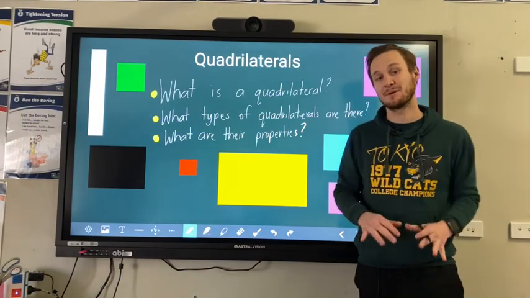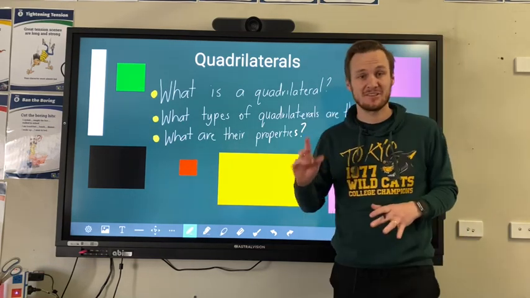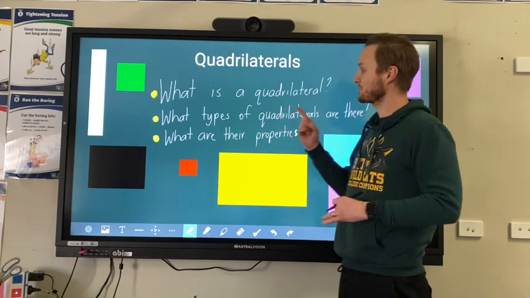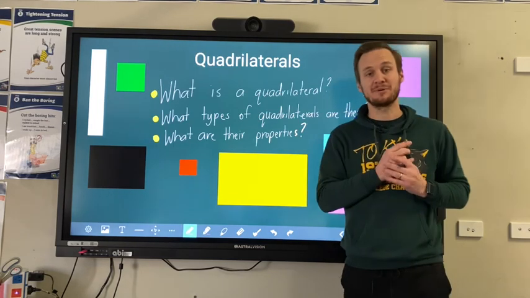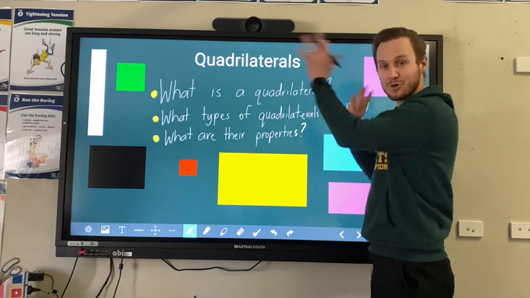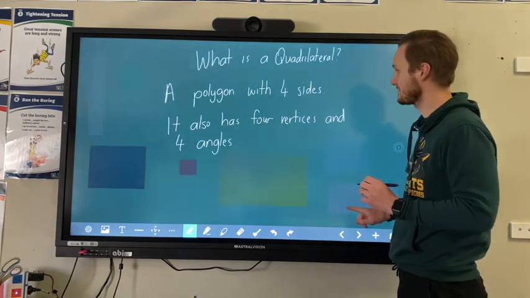Our lesson today is going to be about quadrilaterals. We're going to learn all about quadrilaterals and their properties. The three questions we're going to learn about today are: what is a quadrilateral? What type of quadrilaterals are there? And what are their properties? And how do we distinguish them from each other? As you can see, there's a lot of quadrilaterals around on this screen. So let's get straight to it and find out what they are.